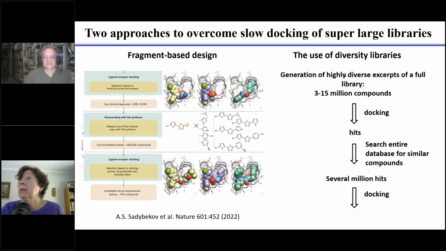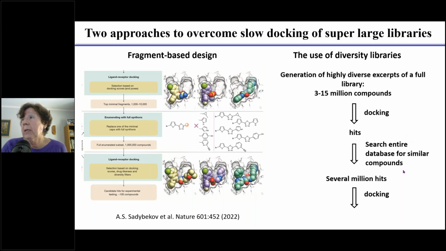The approach consists of first generating a highly diverse acceptor full library of 15 million compounds, which we can dock more or less comfortably. Then we use the produced hits to search the entire database for similar compounds. These are ligand-based searches that could be 2D searches or 3D searches. And then we usually get about several million hits that we redock.